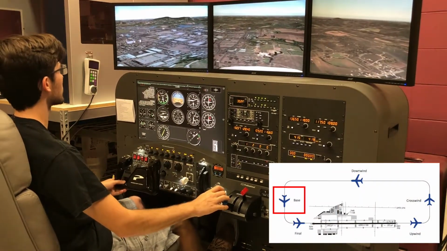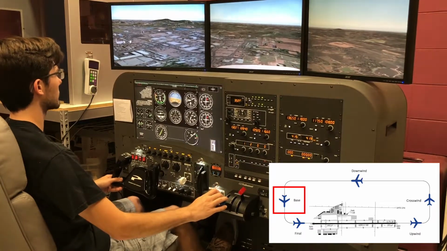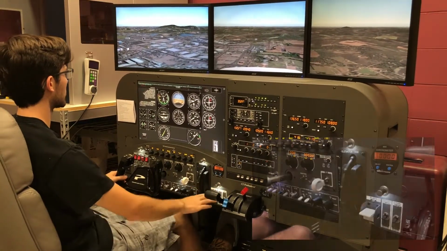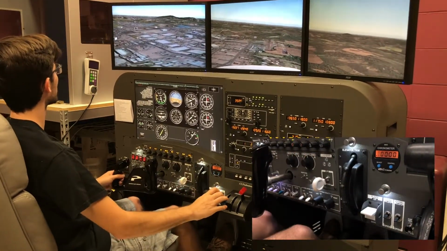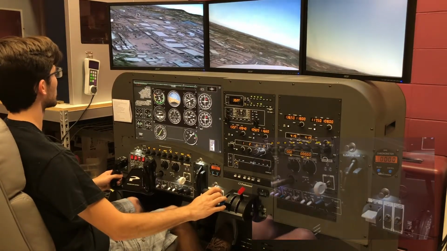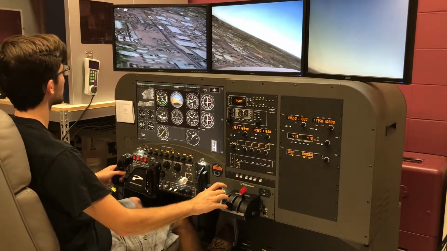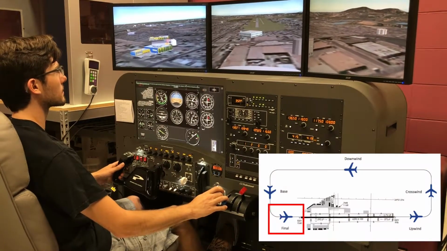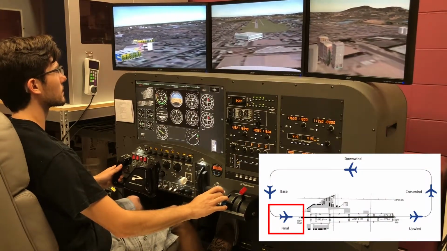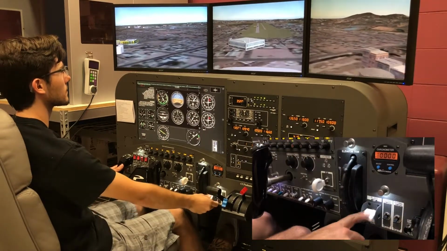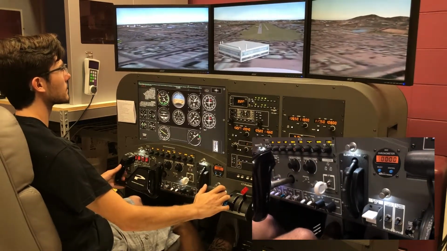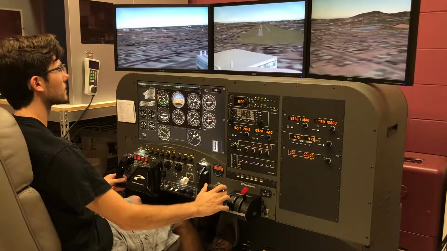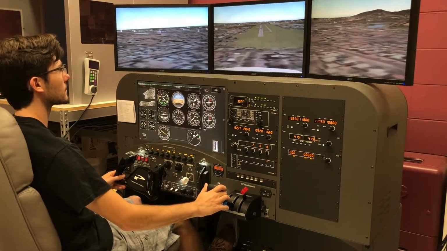After turning into base, keep an eye out for the runway. You don't want to miss it. Once you have the runway spotted, engage the second set of flaps, and then we can conduct our last left turn onto final. After turning into final, we want to engage our third set of flaps, and then we want to line up with the runway and then come in for our landing.